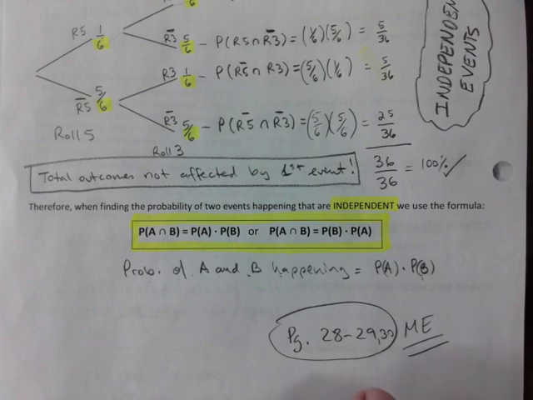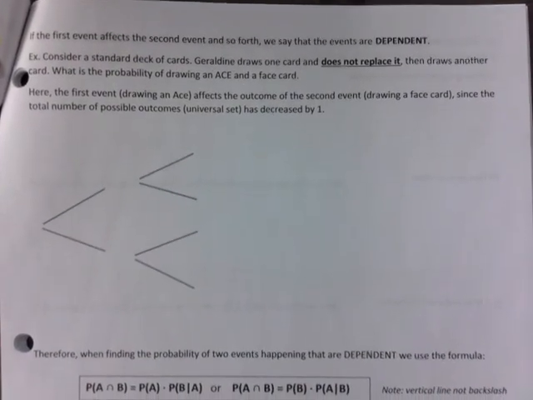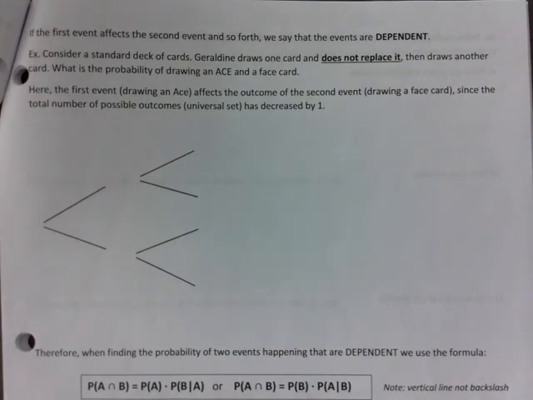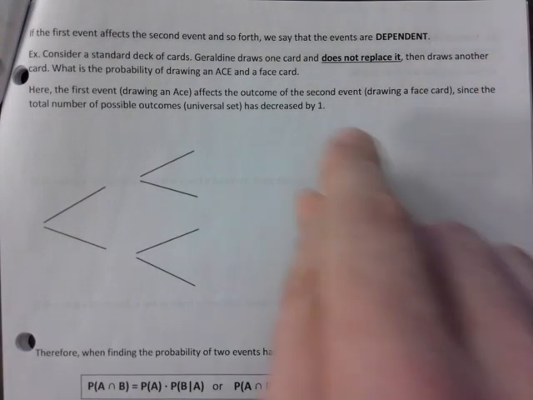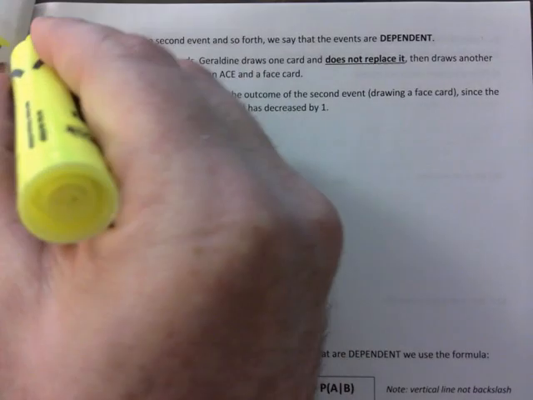I'm going to go over to 32 now, and now we're going to look at dependent events. Okay, if the first event affects the second event, and so forth, we say that these events are dependent.